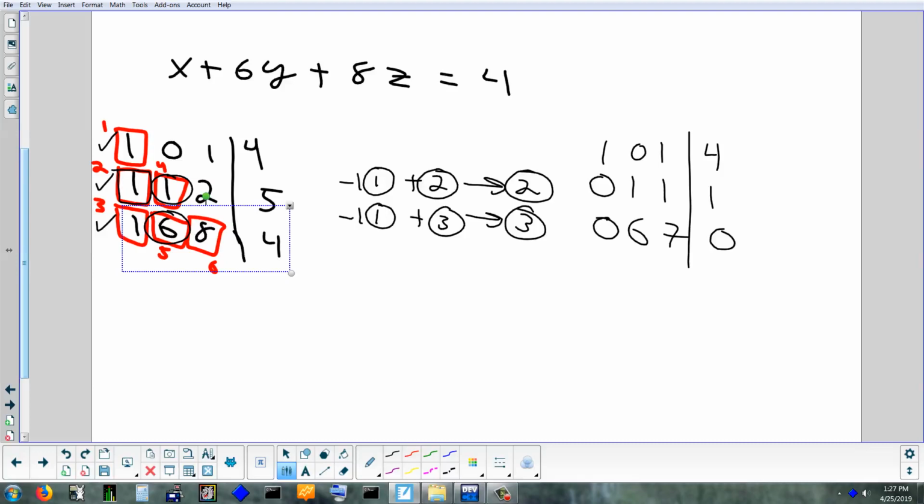Well, we want row echelon form. So what does that mean? It means these numbers here and these numbers here. You want it to be 0. 1's on the diagonal, 0's below.